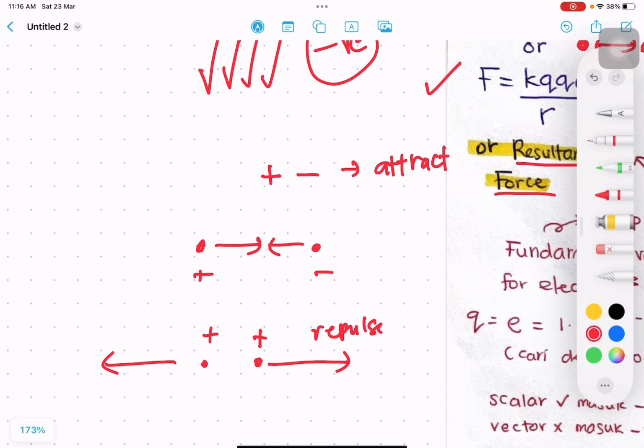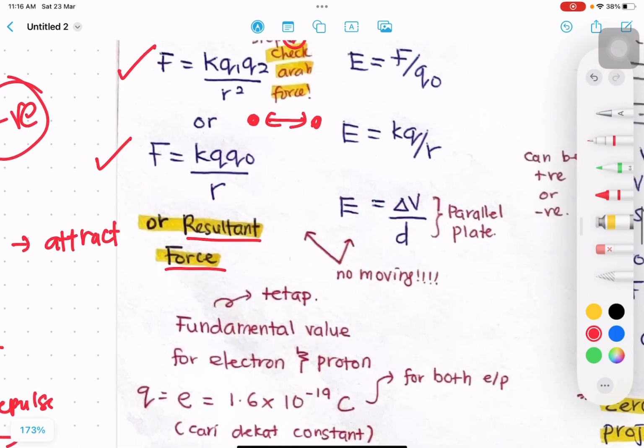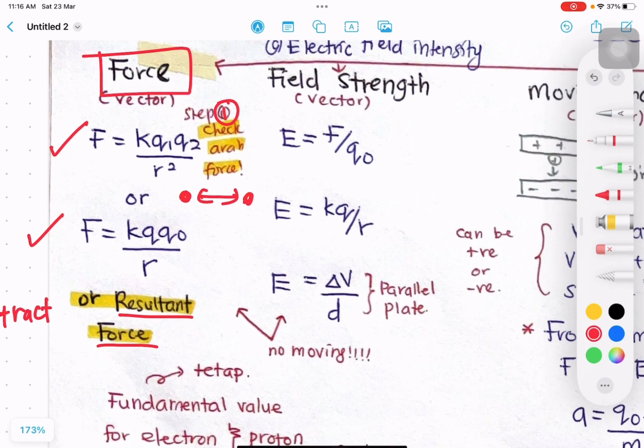But it is more complicated when it involves 3 and more point charges. Maksudnya kalau dia ada 3 dan lebih charge yang dia dah letak dalam soalan tu, kita kena tengok dulu direction dia ke mana, berdasarkan sama ada dia saling menarik ataupun saling menolak.